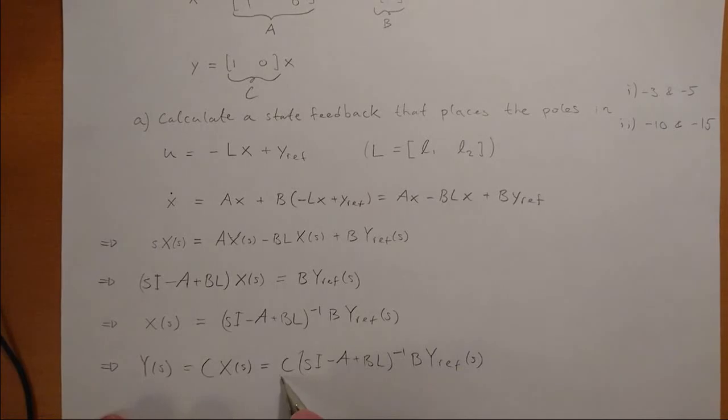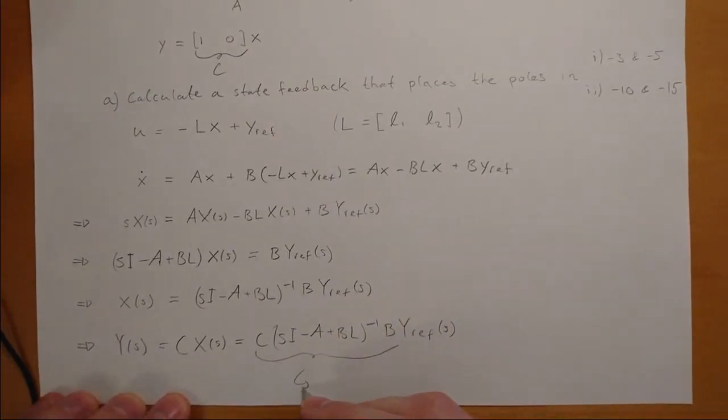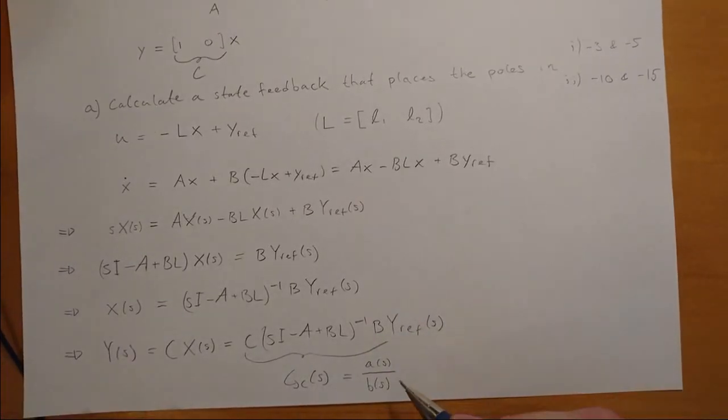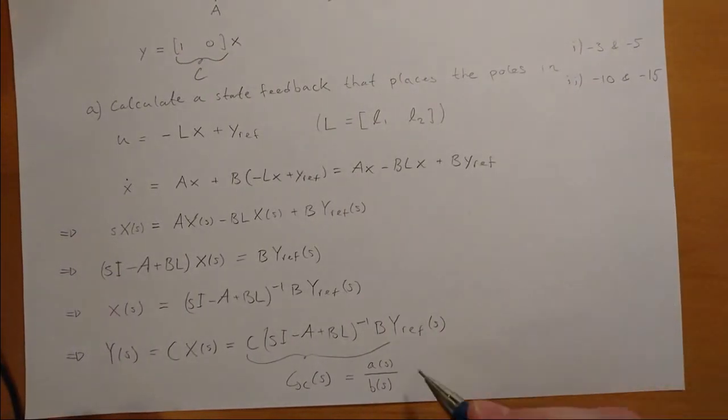And of course this thing is then equal to the closed loop transfer function Gc of s, which we can write as a fraction with the numerator, let's call that A of s, and the denominator, let's call that one B of s. So what we're interested in here is B of s, since we want to make a pole placement, and A of s is actually not even affected by state feedback, so we don't have to care about that one. Alright, so let's find out what B of s is.